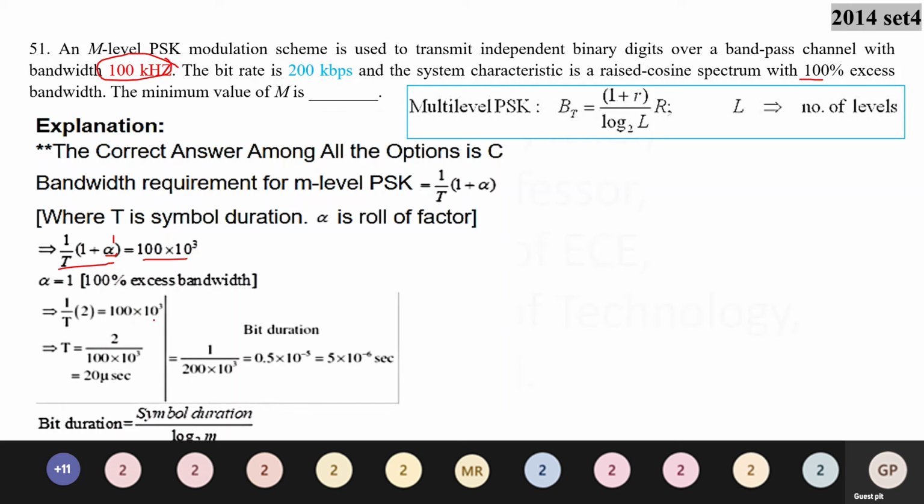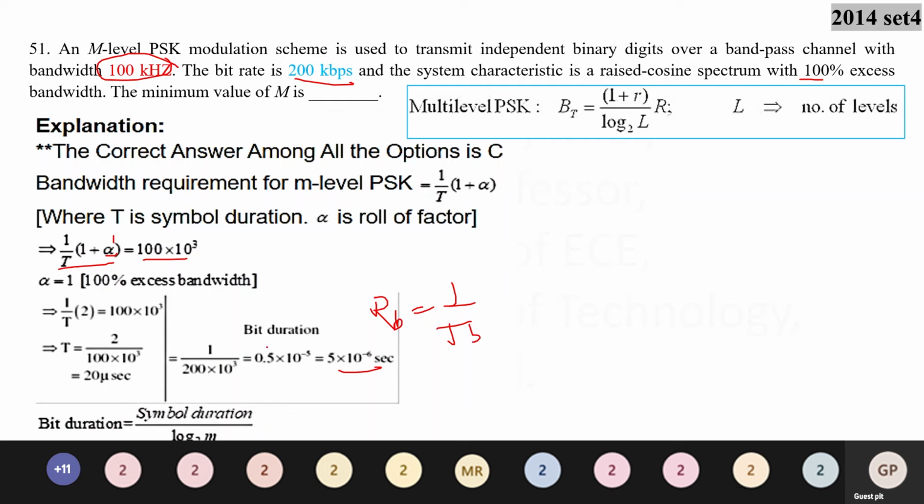So from that you will get the value for T. And bit duration can be calculated using the value of 1 by 200. So bit duration TB can be calculated out of the RB. So RB is equal to 1 by TB. From this we can inverse it, and you'll get the value for RB here.